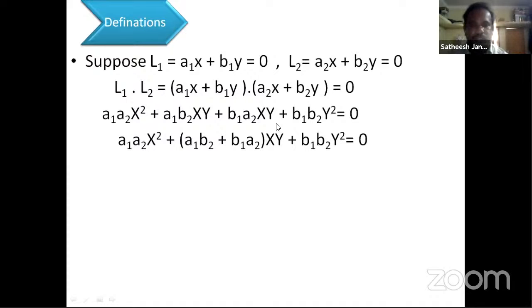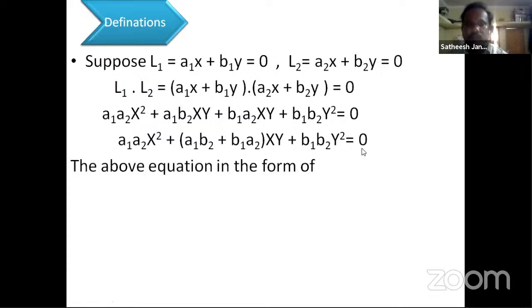Observe the two middle terms, the common term is xy. Taking xy common in these two terms, we get a1 a2 x square plus (a1 b2 plus b1 a2) xy plus b1 b2 y square is equal to 0. Observe the above equation. Clearly in this equation, there is one x square term, one y square term, and one xy term.